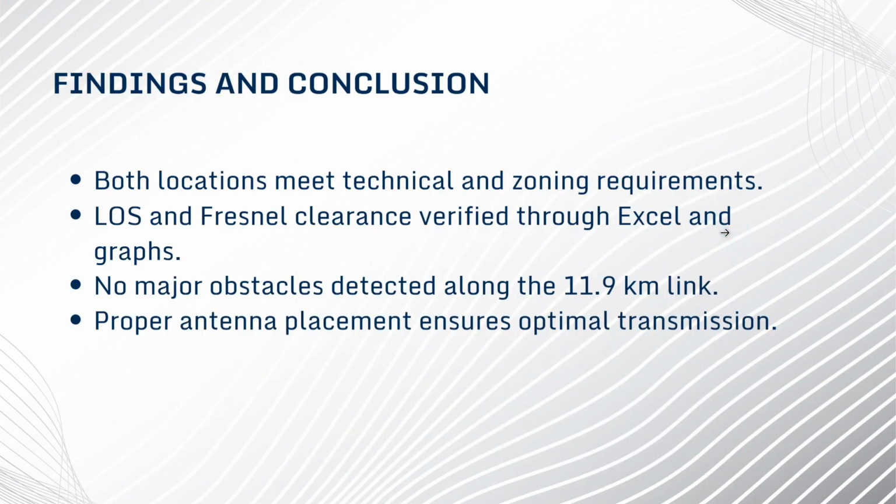For the findings and conclusion, both locations meet technical and zoning requirements. LOS and Fresnel clearance were verified through Excel and graphs. No major obstacles were detected along the 11.9 kilometer link, and the proper antenna placement ensures optimal transmission. Also, the resulting path profile indicated that no significant obstruction existed between the two points, thereby ensuring a clear LOS and efficient signal transmission, supported by the calculated path profiling and the path profile graph.